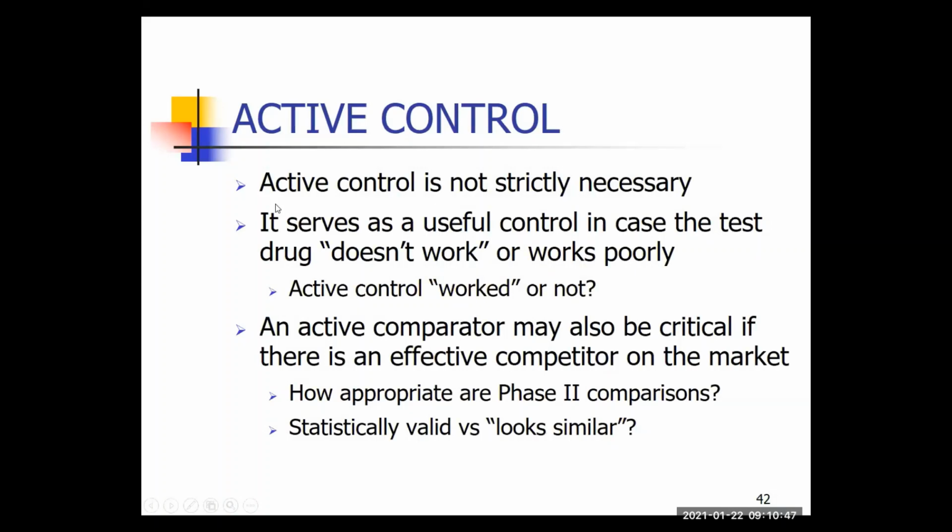Active control is not strictly necessary in phase 2. It serves as a useful control in case the drug doesn't work or works poorly. So if your test drug doesn't work, at this point in time, you want to compare active control with placebo. A negative comparator may also be critical if there's an effective competitor on the market. So you may want to consider making some comparisons in phase 2. But again, with this comparison, you cannot clearly define non-inferiority or superiority. It's mainly for exploratory purposes.